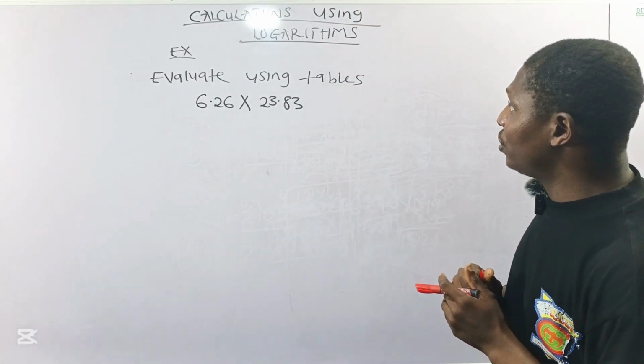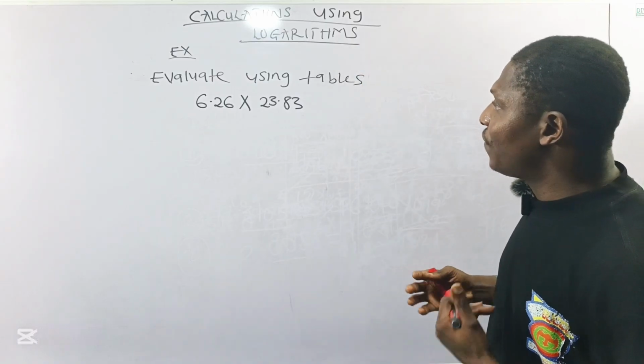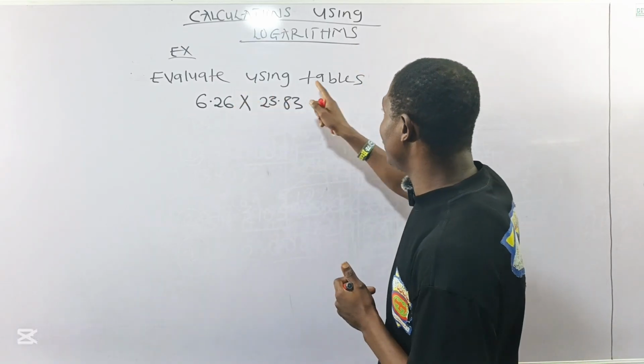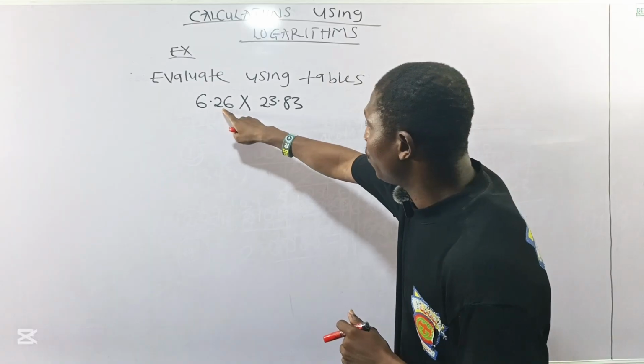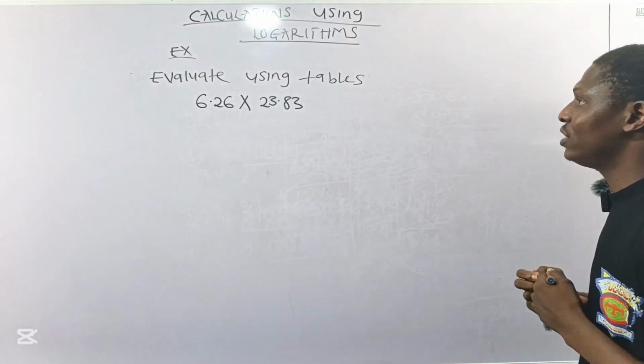And we'll be focusing on calculations with the use of logarithm tables. Our first question says we should evaluate using tables. We have 6.26 times 23.83. How are we to do this?